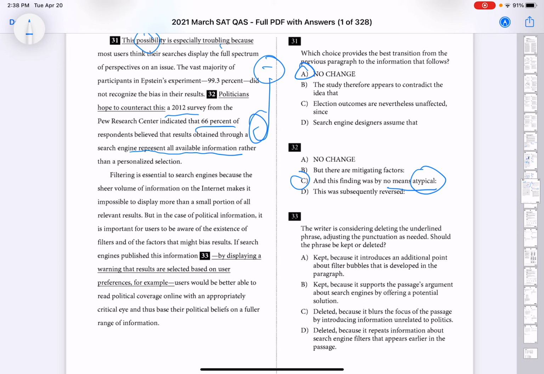Okay, so let's see what they're trying to say here. The writer is considering deleting the underlined phrase, adjusting the punctuation as needed, should the phrase be kept or deleted. If search engines publish information by displaying a warning that results are selected based on user preferences, for example, users could be better able to read political coverage online with appropriately critical eye and thus base their opinion on fuller. Okay, so I think they should include it because it provides an example of what these search engines can do. So I think 33 here should be B, because they're trying to say that these search engines can provide some kind of potential solution.